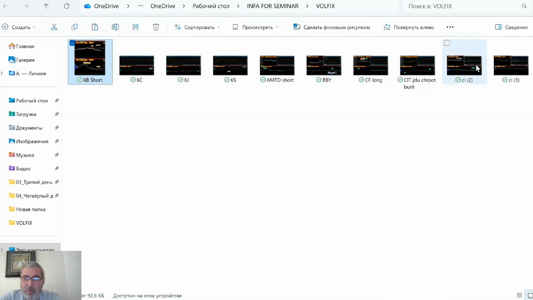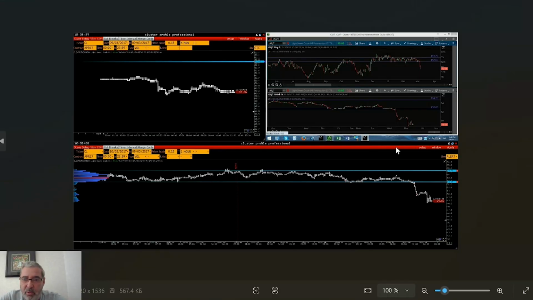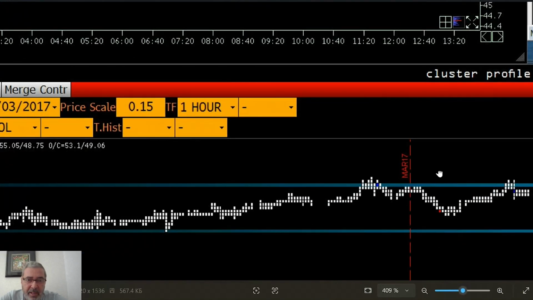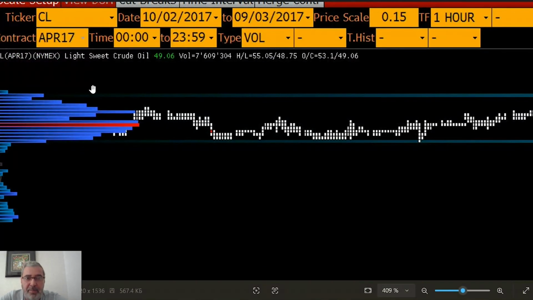Let me show you oil. It's the exact same setup. Whether you're looking at a stock or a cluster profile, the biggest volumes are inside, and the smallest are at the channel's boundaries. This tells you that you should only trade from the boundaries of the channel. That is absolutely vital. So the first thing you have to understand is how to draw levels correctly.